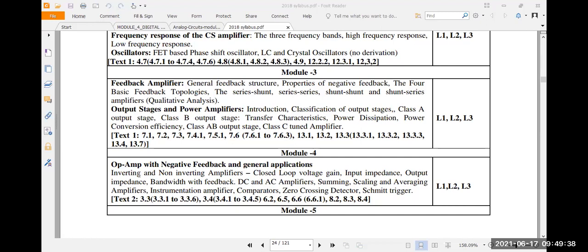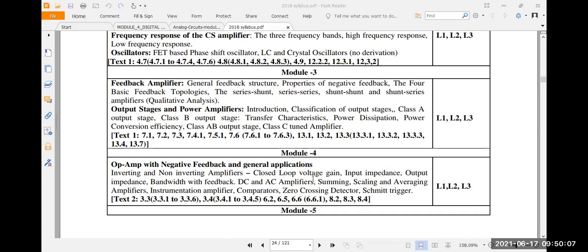So what we will discuss now is the closed loop voltage gain, input impedance, output impedance, and bandwidth with feedback. That is for the 6 marks. Remember this one. For the application, they will ask for 8 marks. For the DC and AC amplifier, you get a problem, which is also very important. They will ask it for 8 marks. In module number 4, there are two amplifiers. The first one is the inverting amplifier, the second one is the non-inverting amplifier.